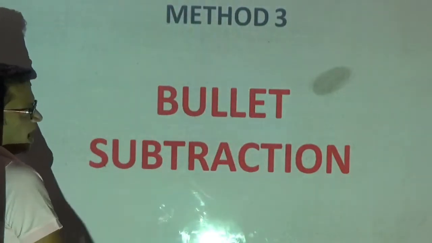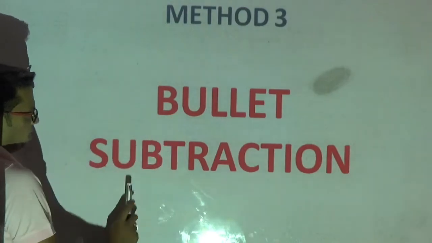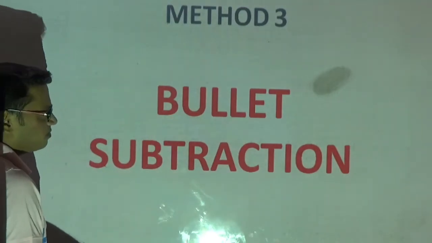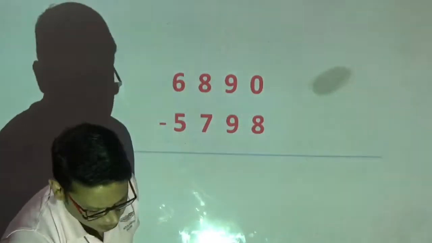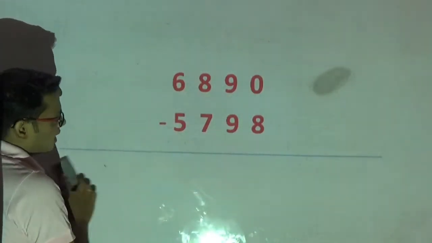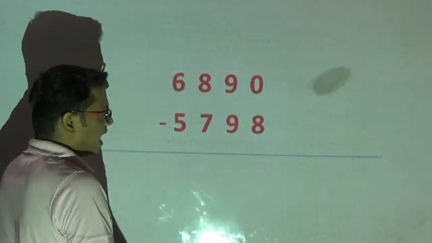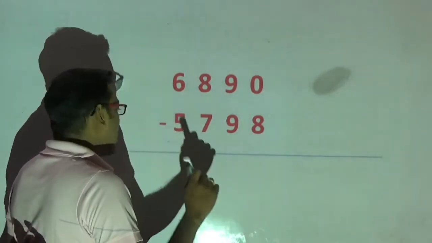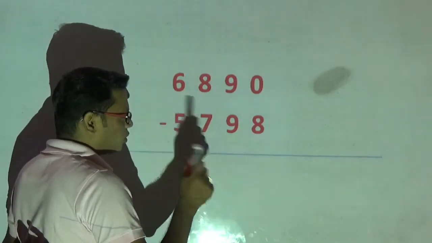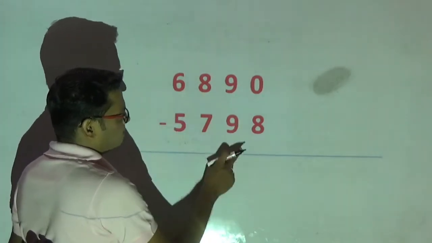Let us go forward for the third method called bullet subtraction. I have given the name bullet subtraction because you can do the problems just like a bullet. Let us go forward for the first problem in this method. Kindly observe how quickly and accurately you can solve these problems. I have a few problems, and I will go very slowly because I want you to understand. Please observe now.